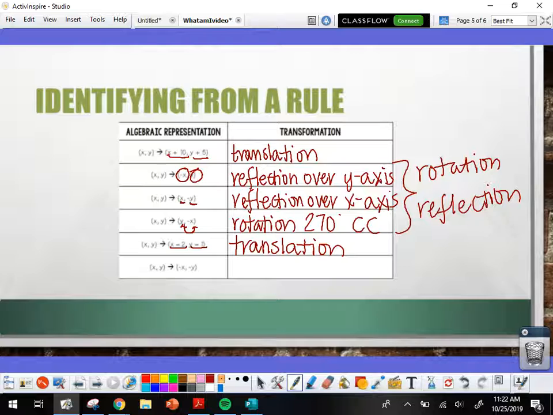And then finally, I have a negative X and a negative Y. Since both the X and the Y changed, that eliminates reflection. I'm not adding or subtracting a number, so I know it's not a translation. That leaves me with a rotation. And if I use the various tricks that I've used to learn the rotation rules, I know that it rotated 180 degrees. And it doesn't really matter if we put clockwise or counterclockwise, either way it's correct because with 180, it ends up in the same spot.